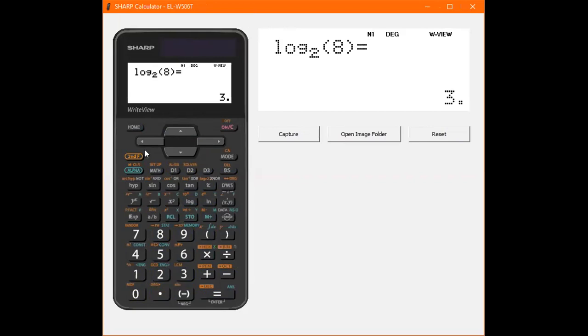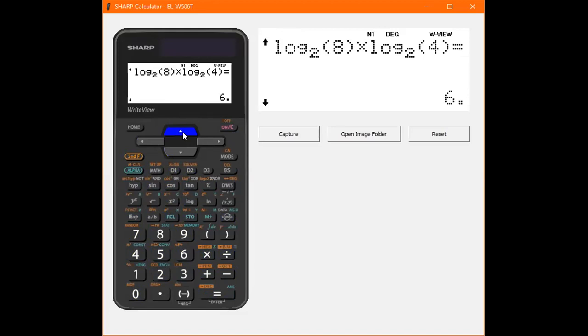So this is nice for teaching rules. For example, we can see that log base 2, and let's put a 4 in there, will give us 6, which is the same as saying log base 2 of 8 times 4. Oopsie. Why did that give us 6? That doesn't.